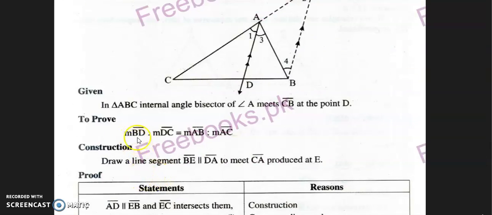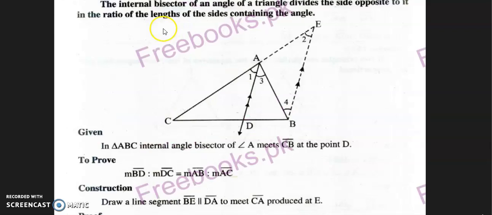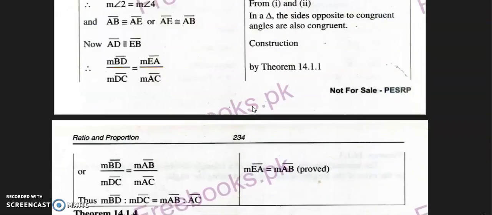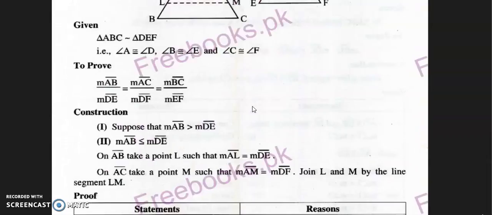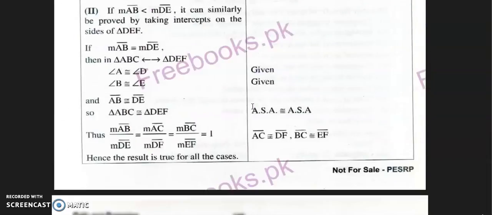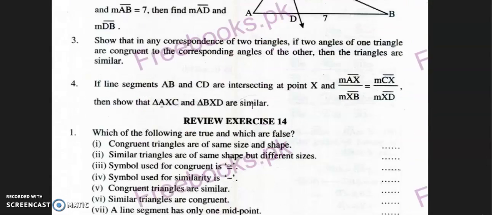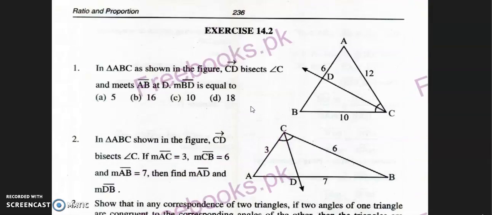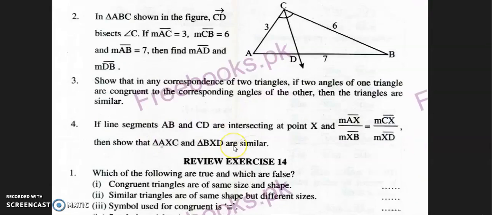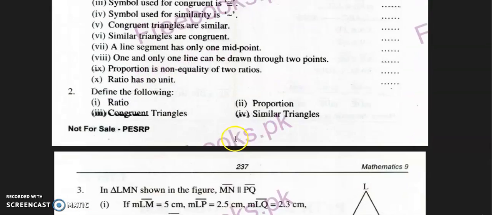Here it is written BD ratio DC should be equal to the sides containing the angle. Which of these two sides containing the angle? The first one is AB and the second one is AC. So this one is also the equation you can derive from this theorem. Okay. So we have discussed all the important statements that you need for solving your review exercise 14.